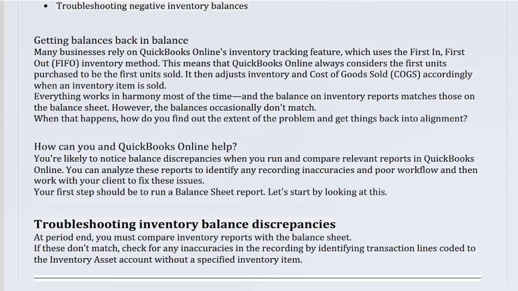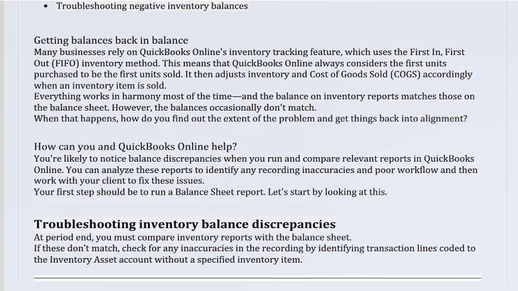Many businesses rely on QuickBooks Online's inventory tracking feature, which uses the first in, first out (FIFO) inventory method. This means that QuickBooks Online always considers the first units purchased to be the first units sold. It then adjusts inventory and cost of goods sold (COGS) accordingly when an inventory item is sold. Everything works in harmony most of the time, and the balance on inventory reports matches those on the balance sheet.